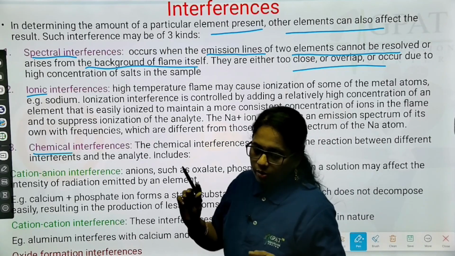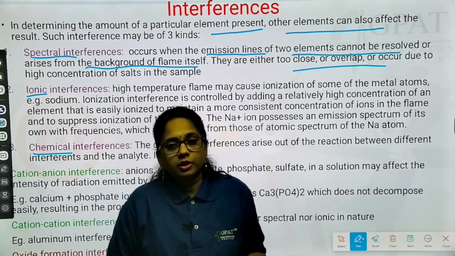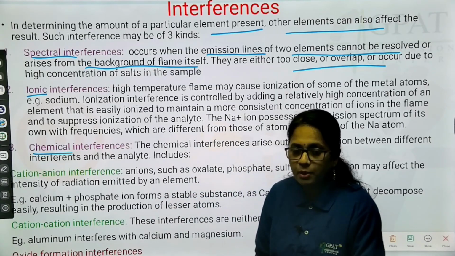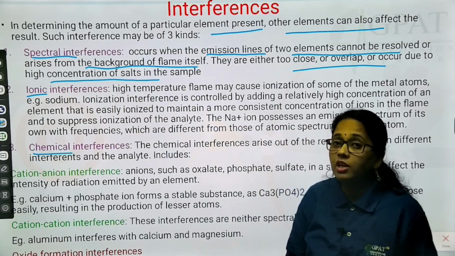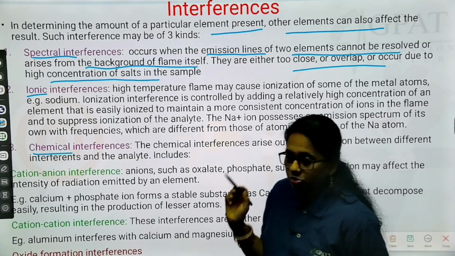Why do these spectral interferences occur? Because one or more elements are present in the same sample, and high concentrations of salts are also present in it. So that is why you are going to see the spectral interferences.